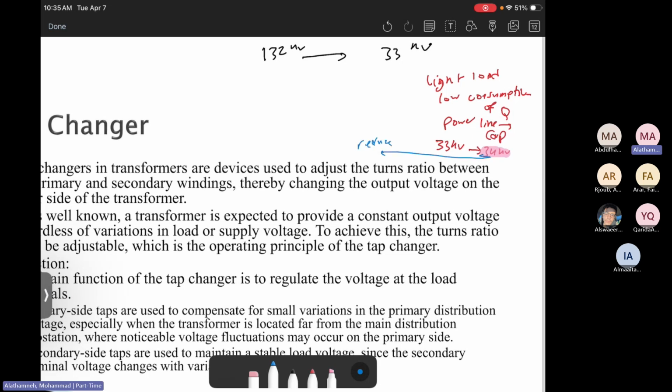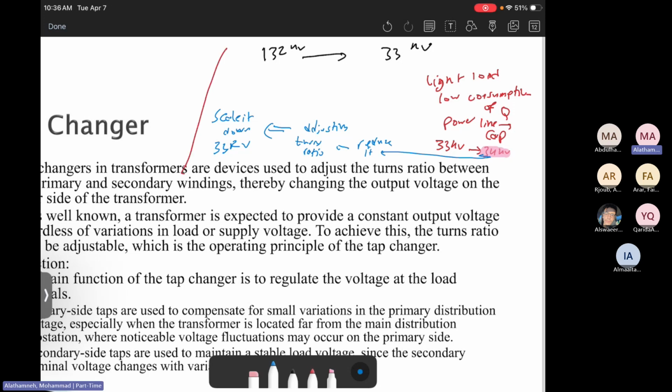How to reduce it? By adjusting the turns ratio. Adjust the turns ratio, then scale it down. Then it will be adjusted, and it will be back to 33 kilovolts. That's under light load. How about under heavy load?